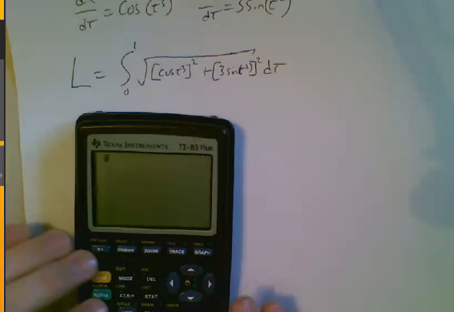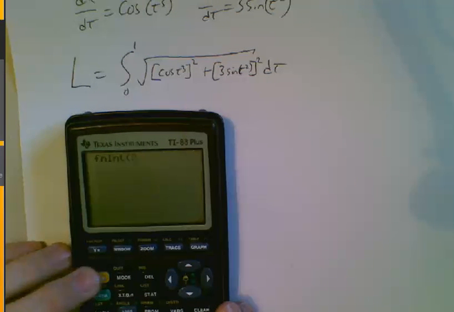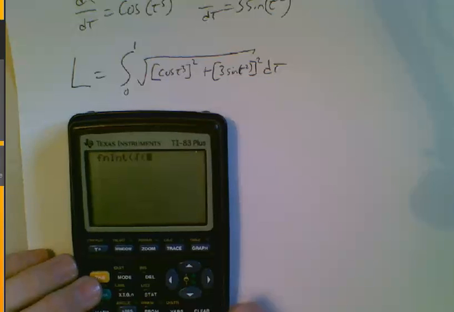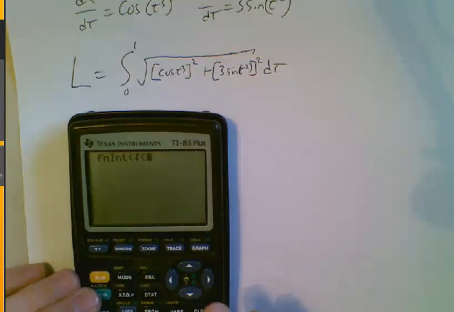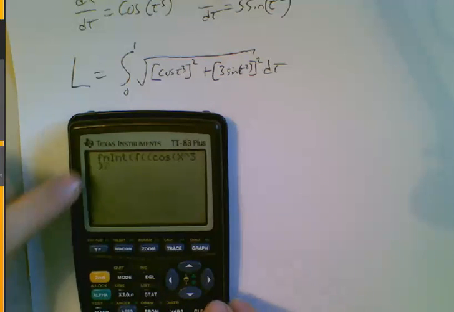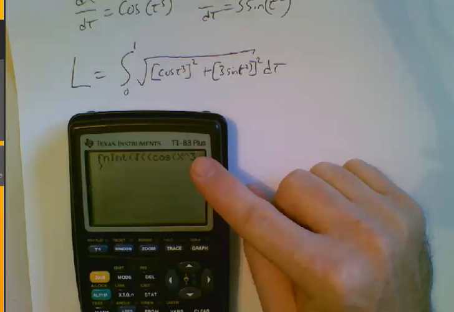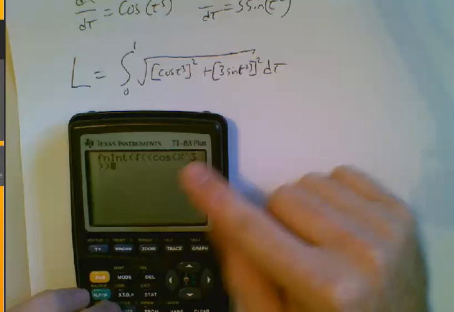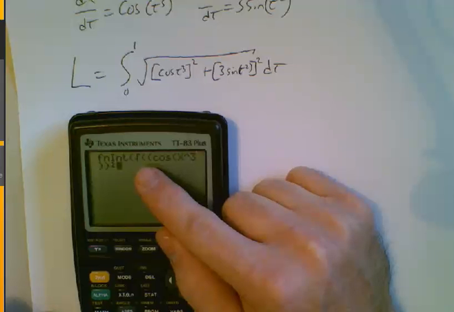So I'm going to do Math 9, and it's going to be the square root of, all right, so the first thing I need is cosine of t cubed squared. So I'm going to put a parenthesis around cosine. So cosine of t cubed, or x cubed, doesn't really matter. The first parenthesis closes my x cubed. My second parenthesis closes my cosine, and that's what I want to square. And I'm not going to do the last parenthesis yet because I'm not done with my square root.